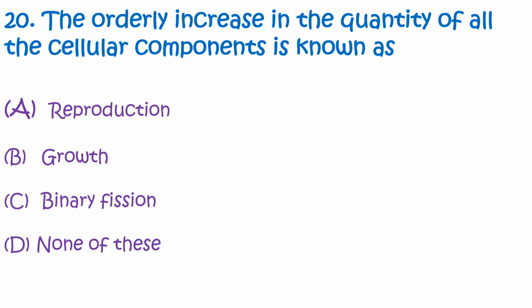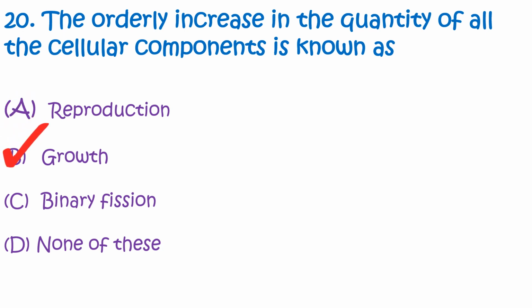Question number 20. The orderly increase in the quantity of the cellular components is known as. Options are option A reproduction, option B growth, option C binary fission, and option D none of this. And the correct answer is option B growth.